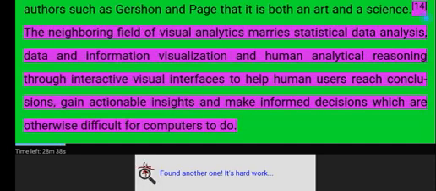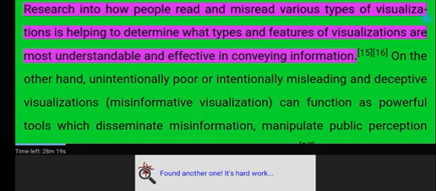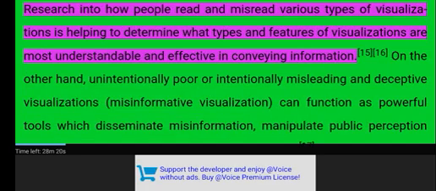The neighboring field of visual analytics marries statistical data analysis, data and information visualization and human analytical reasoning through interactive visual interfaces to help human users reach conclusions, gain actionable insights and make informed decisions which are otherwise difficult for computers to do. Research into how people read and misread various types of visualizations is helping to determine what types and features of visualizations are most understandable and effective in conveying information.